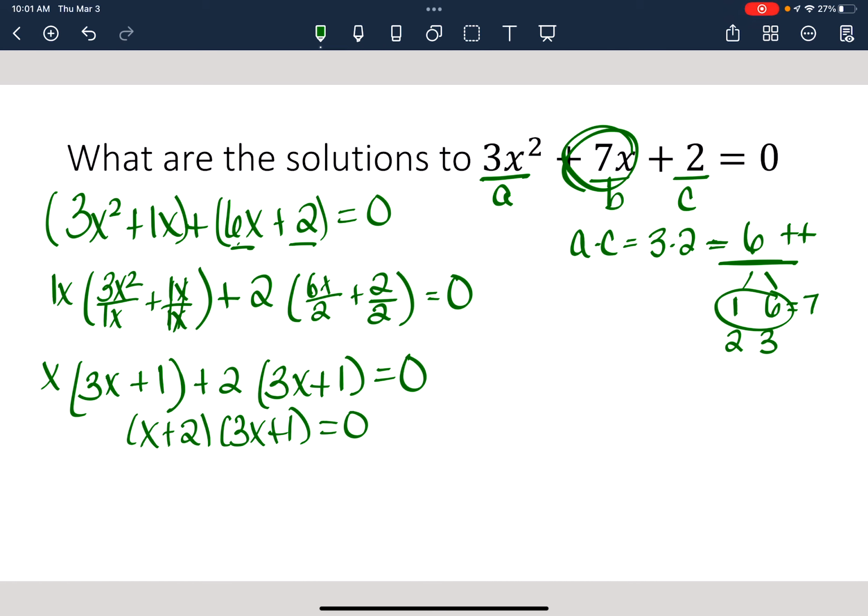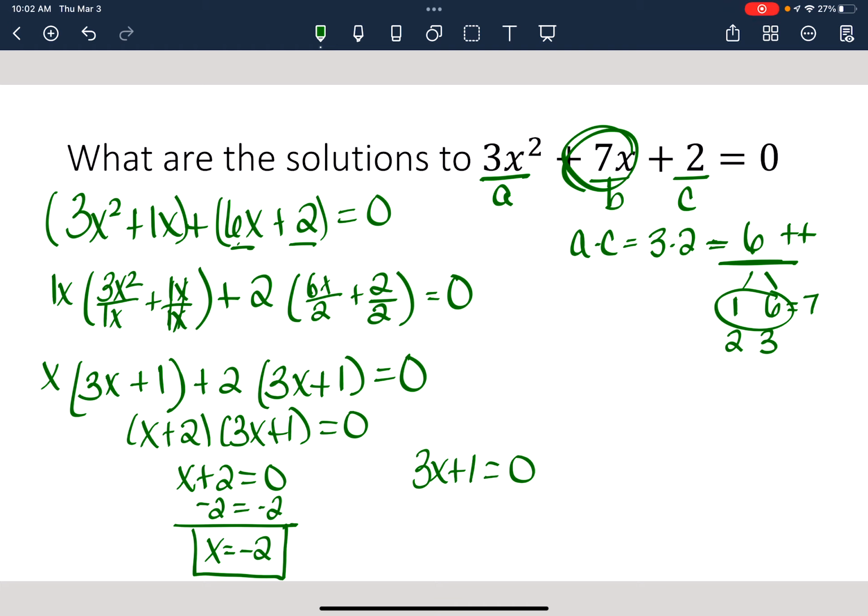So now what we do is we set each of our factors equal to 0, and we're going to solve for x. So x plus 2 equals 0 means we subtract 2 from both sides, and you get x equals negative 2. Here, to solve for x, I'm going to first start off by subtracting 1. So I get 3x equals negative 1. Then I divide by 3, and I get x equals negative 1/3. So those are the solutions to this problem.